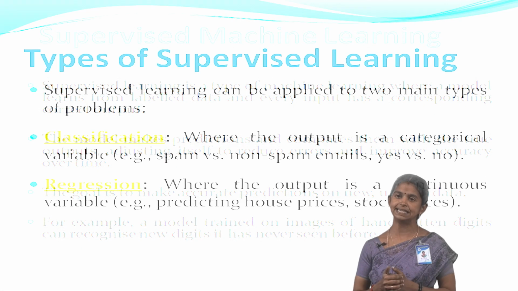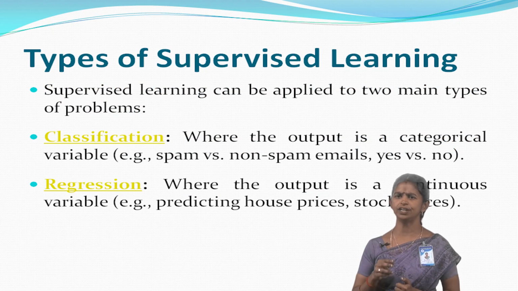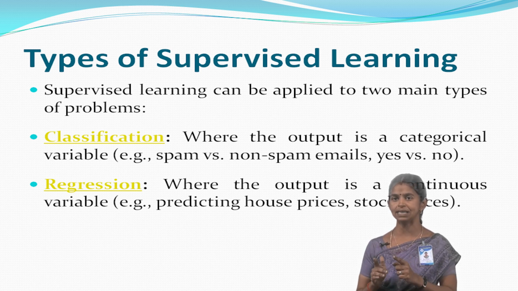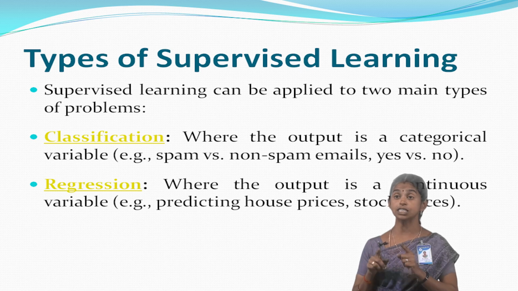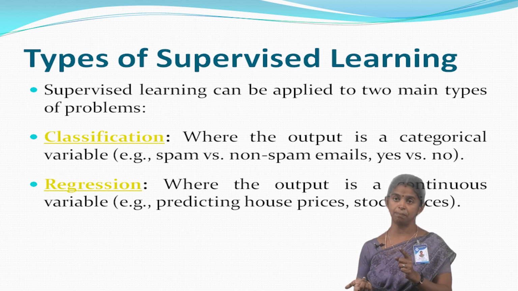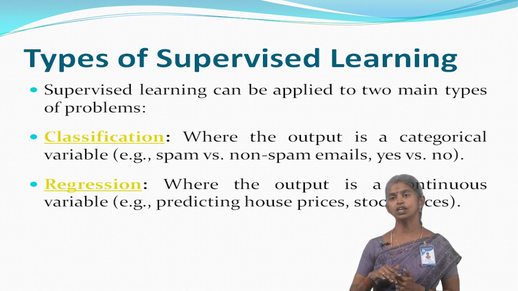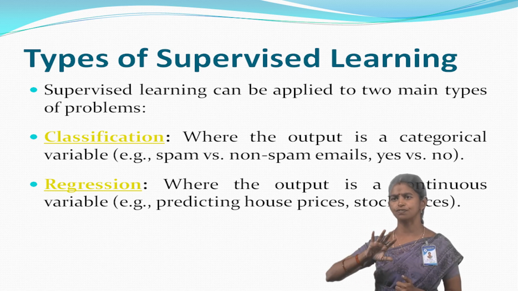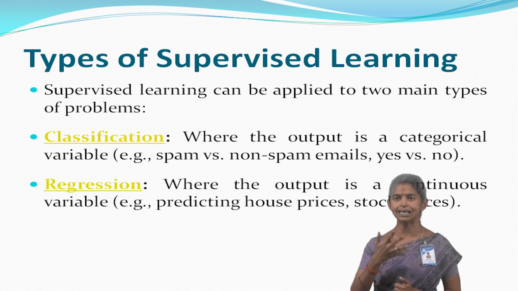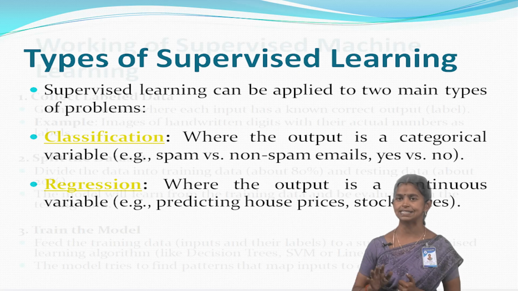Types of supervised learning. It can be classified into two types, that is classification and regression. In classification, the output is a categorical variable, that is spam versus non-spam emails, yes versus no, likewise. In regression, the output is a continuous variable, for example predicting house prices, stock price, etc.